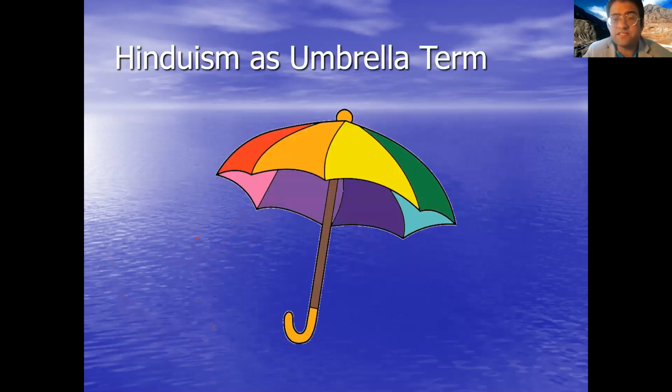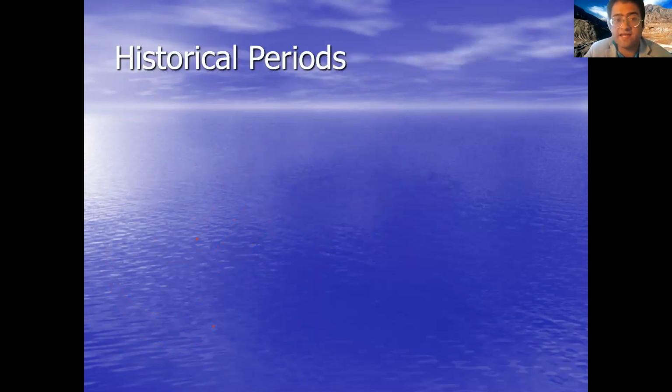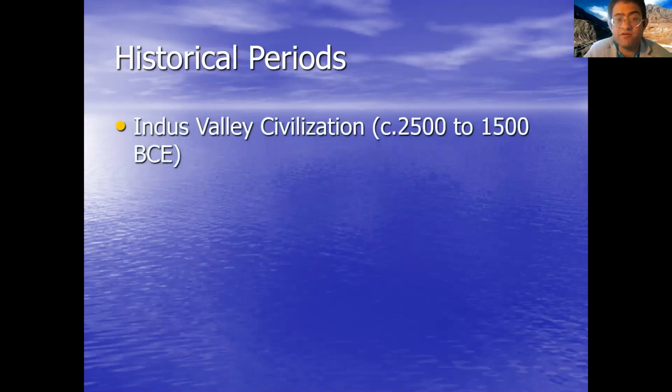So Hinduism is a broad umbrella term. We really don't see it being used until the 19th century. Within this umbrella term, we find a wide variety of practices and traditions that developed over two historical time periods. This week, we're going to look at two historical time periods in particular.